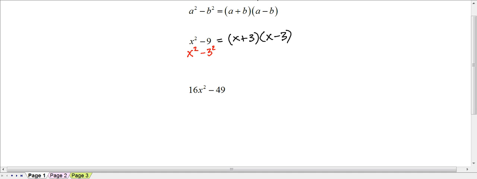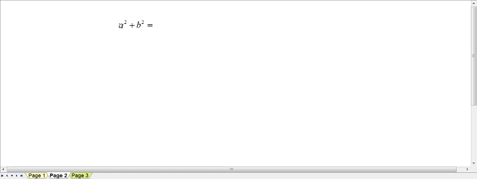16x squared minus 49 can be thought of as 4x squared minus 7 squared, so it's a difference of squares. The a is the 4x and the b here is the 7, so we can factor that as a plus b, or 4x plus 7, and a minus b, 4x minus 7. So this was the model that we've been working with previously.